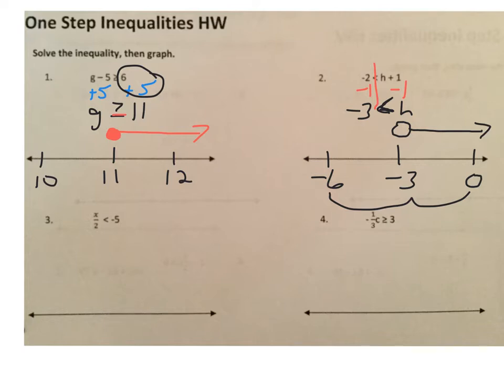Another shortcut is remember to go the opposite. Your inequality is facing this way. That means your arrow would go this way, but remember the H is on the wrong side of the inequality. So you would go the opposite of what that arrow is pointing.